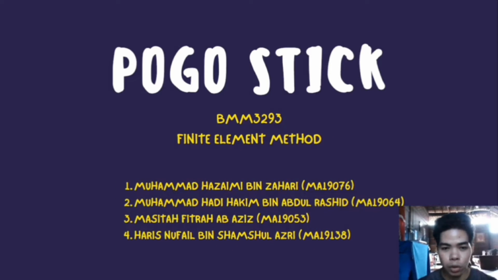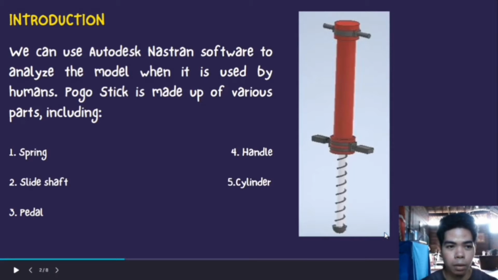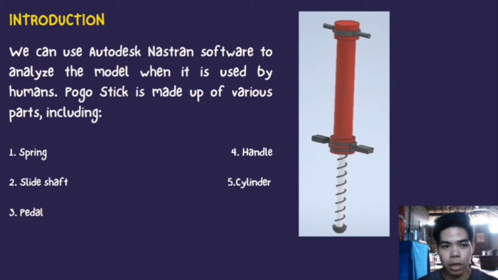So in this video we're gonna present about our finite element method project. In this project we use Pogo stick and this is our group members. For introduction, we can use Autodesk's Nastran software to analyze the model when it is used by humans. Pogo stick is made up of various parts including spring, slide shaft, pedal, handle and cylinder.